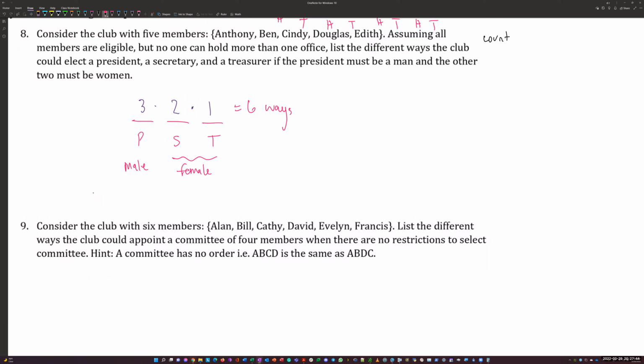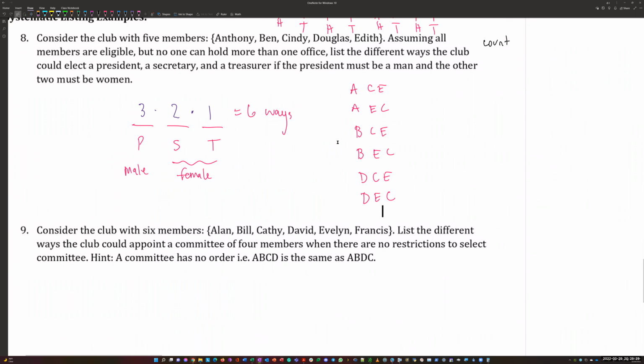Yes, that makes sense. All right, let's write them all out just because there's only 6 of them, because that doesn't bother me that much. All right, so I could have Anthony, Cindy, Edith. I could have Anthony, Edith, Cindy. I could have Ben, Cindy, Edith. I could have Ben, Edith, Cindy. I could have Douglas, Cindy, Edith. I could have Douglas, Edith, Cindy, and those would be all the ways. Does that make sense? This was pretty easy to do because there wasn't that many of them. But if there was just a little bit more here, it's really easy to make a mistake writing out this list. Does that make sense? Yes. Yeah, to be more combinations kind of thing.